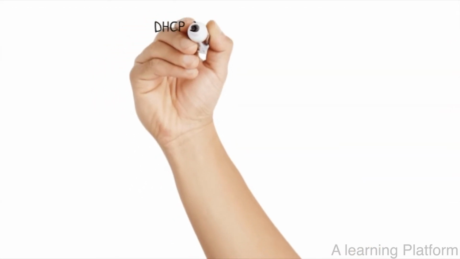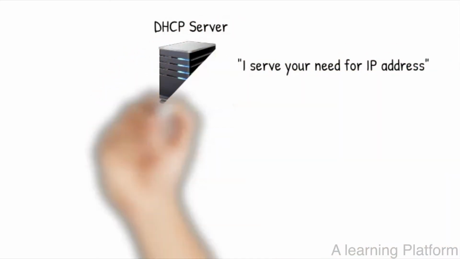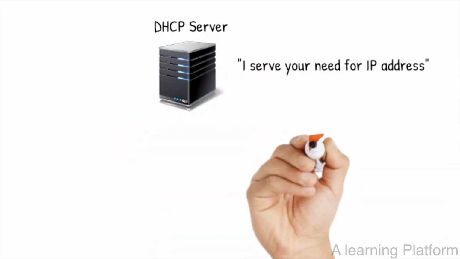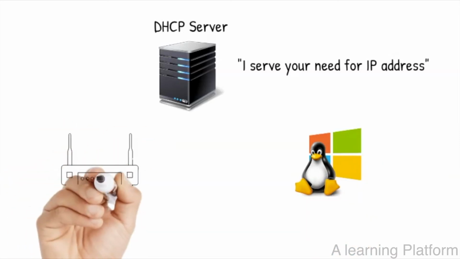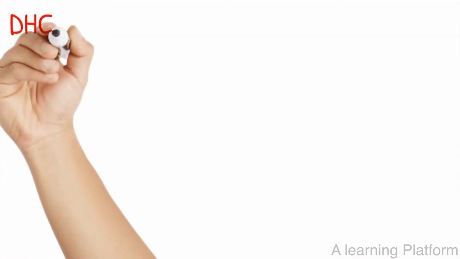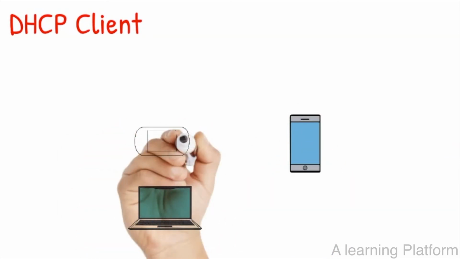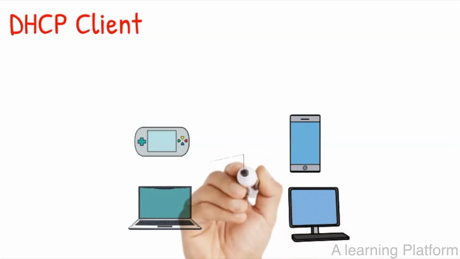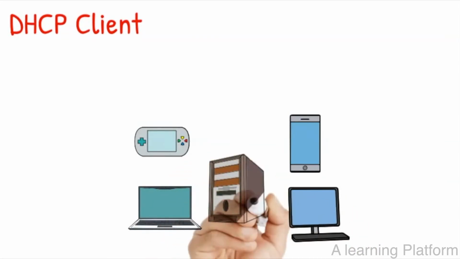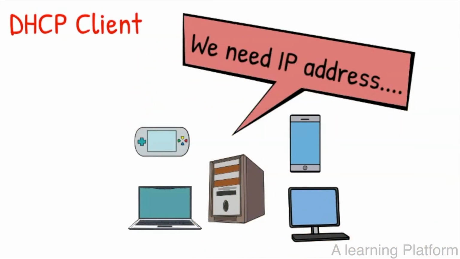A DHCP server is any networking device running the DHCP service that holds IP addresses and related configuration information. This is most typically a server or a router, but could be anything that acts as a host. A DHCP client is any endpoint device that receives configuration information from a DHCP server. This can be a computer, mobile device, or anything else that requires connectivity to the network. Most devices are configured to receive DHCP information by default.